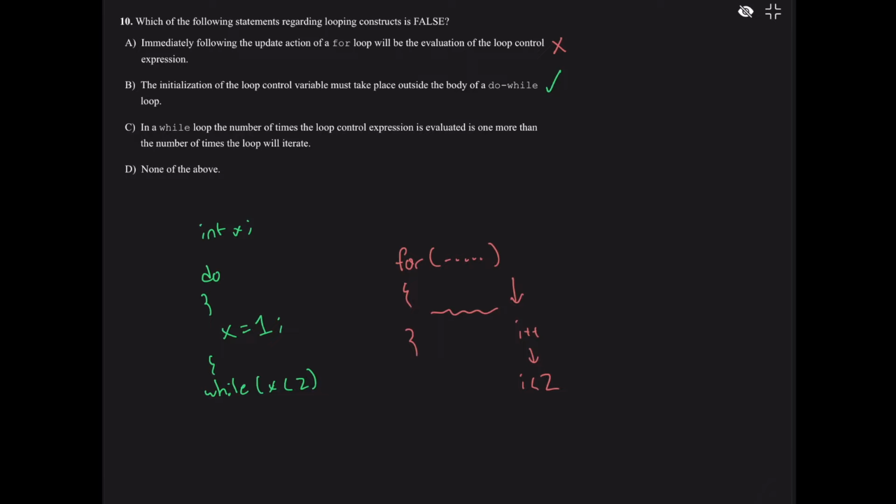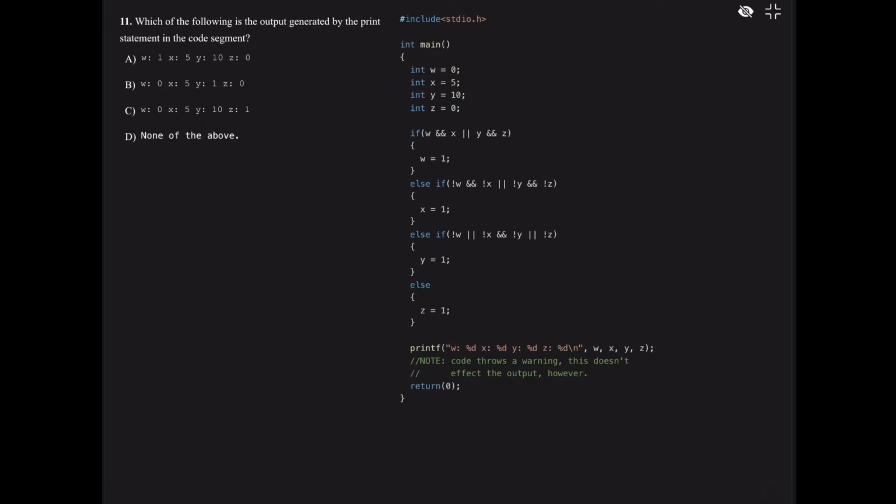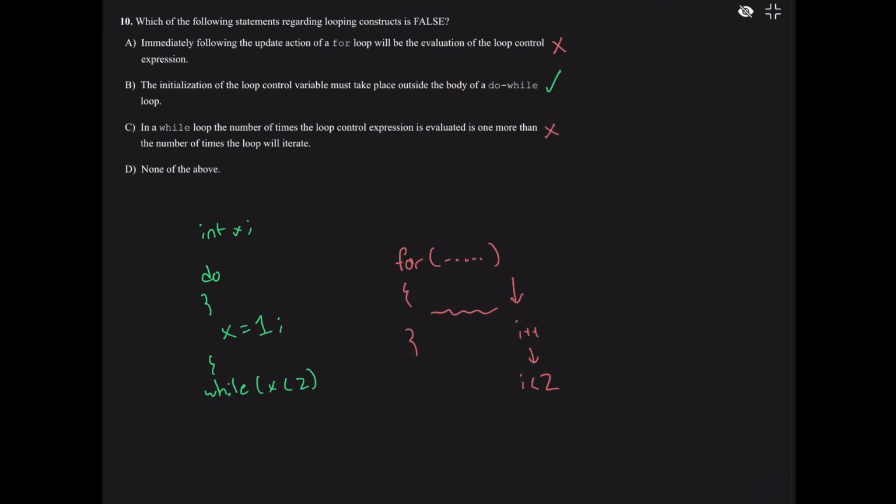C, in a while loop, the number of times the loop control expression is evaluated is one more than the number of times the loop will iterate. This is true because every time we loop through, eventually it'll become false, and then we'll have to actually check the expression to see if it is false, and then we know it is false, so we break out of it, but we don't actually do anything in the body of the loop. So that means we end up executing the loop control expression one more time than the loop body itself. All right, and so that means that B is our correct answer.